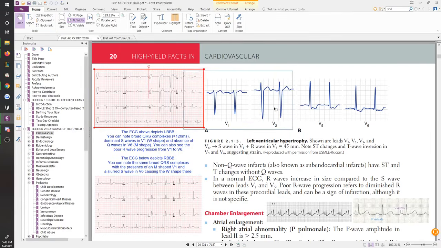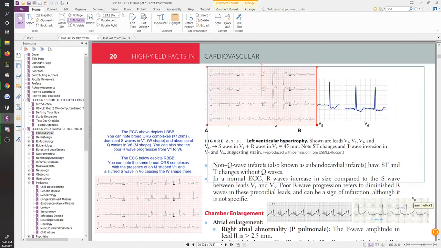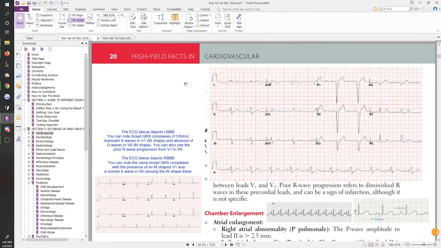So let's take a look at this first one right here, right? So I'm going to make it big for you guys. This ECG was supposed to depict a left bundle branch block.